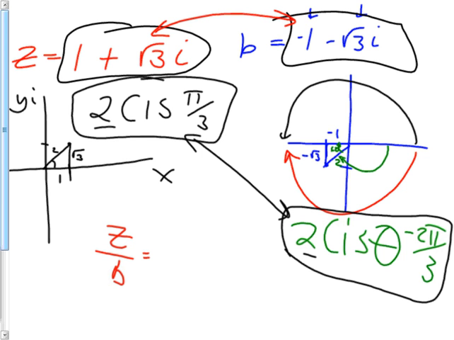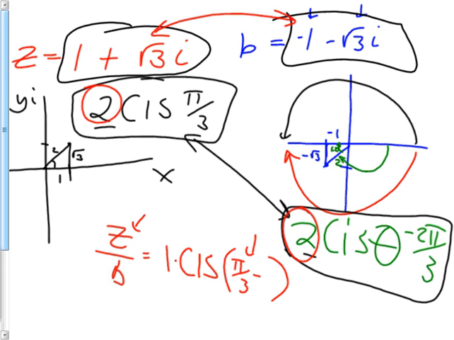So take a wild guess what you do with the r's, the moduluses. You divide them. 2 divided by 2 is what? 1. So it's 1 cis, and then what's the angle? Dividing goes with subtract. So I'm going to subtract, and now it does matter. The first one we used is the first one we put in here. Pi over 3 minus 2 pi over 3. And what does that make?